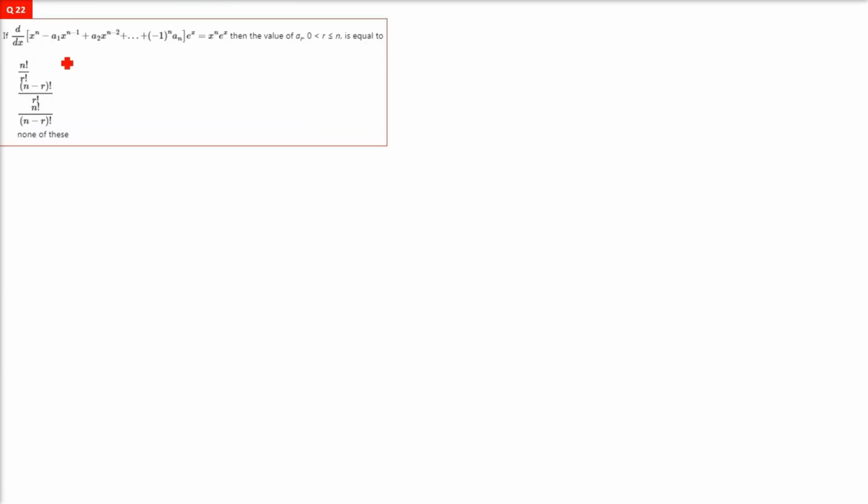Now we have d by dx of this term. This is a series multiplied by e to the power x, which is equal to x raised n into e to the power x. Now we have to tell the value of a_r. What is a_r? We have a1, then a2, a3. So what will be a_r? If we are able to find out a1, a2 and a3, then we can form a pattern or a series.